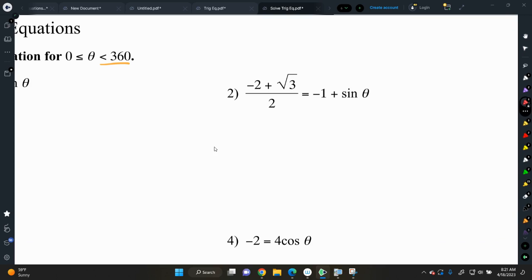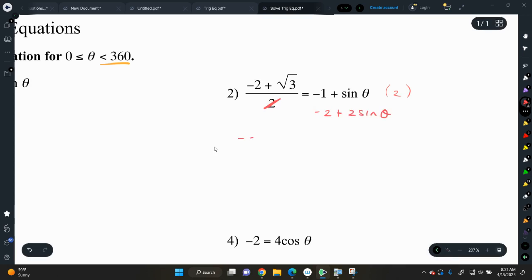So let's see. Yeah, it's kind of a weird one. All right. So my first thought, to be totally honest with you, was, oh, I'll multiply by 2 on both sides. But that's not helping me any. Right, if I multiply by 2, this becomes, right, that's gone. This becomes a negative 2 plus 2 sine theta, right? So let's see, I've got negative 2 plus the square root of 3. Maybe it will help. Let's see what happens.